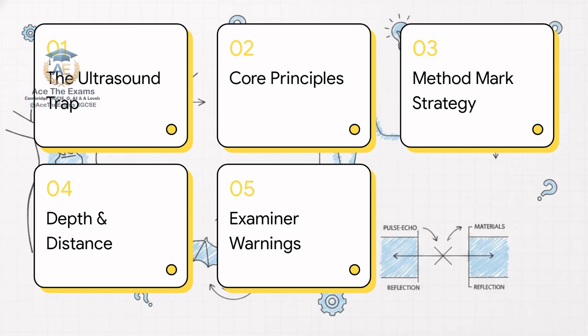We are going to show you exactly how we build from a core theoretical foundation right up to a foolproof, stress-tested exam strategy. First up, we'll deconstruct the ultrasound trap. Then, we lock down those core principles you have to know. Third, we're unveiling the method mark strategy. This is a real game changer that shows you how to secure points even if your final calculation completely goes off the rails. Fourth, we will master calculating depth and distance using a brilliant visual memory hack. And finally, we will wrap up with the top examiner warnings to absolutely bulletproof your final exam paper.